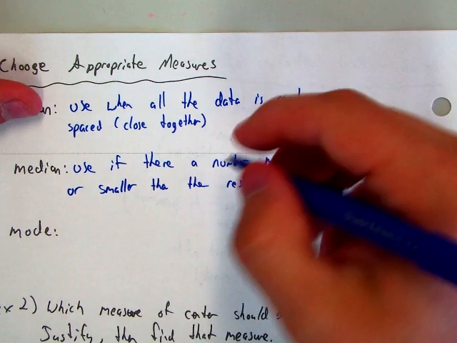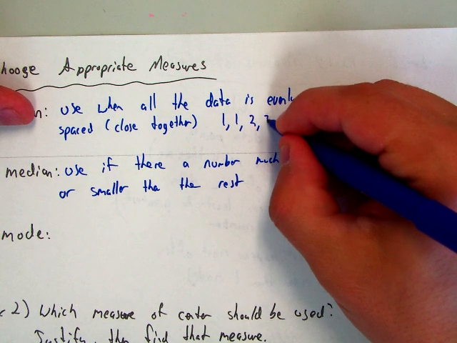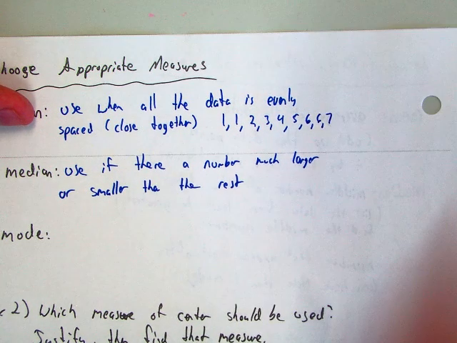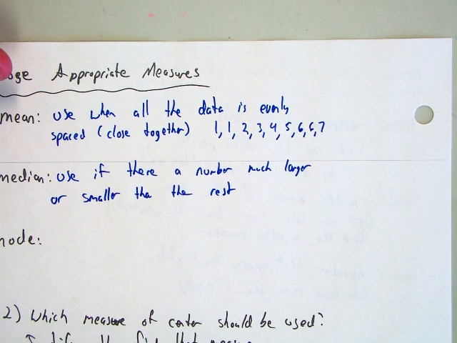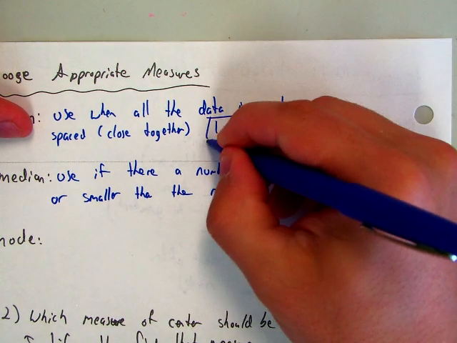So for example, if I were to use the mean, it would be something along the lines of 1, 1, 2, 3, 4, 5, 6, 6, 7. Each number is evenly spaced. They're all 1 away from each other. There isn't any of them that is much larger or much smaller. This would be a good data set to use the mean on.